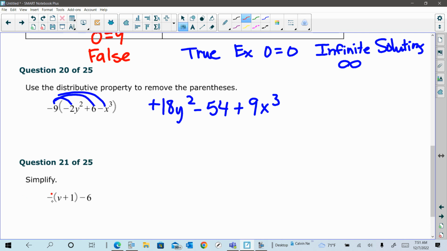So think of if there's just a negative sign as an invisible -1 that you need to distribute. So negative v minus 1 minus 6. But now you can combine like terms. CLT, combine like terms, will make this answer be negative v minus 7.